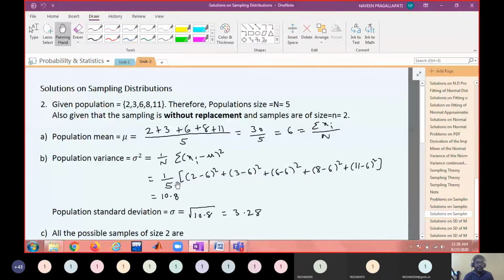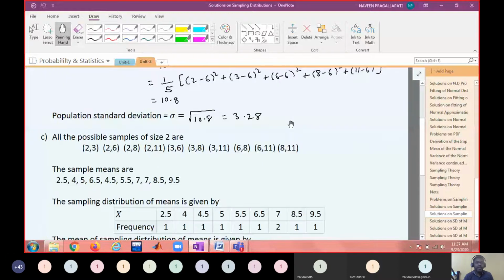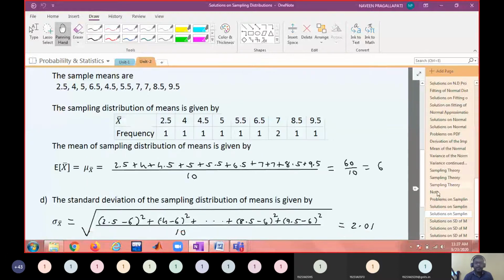So whether it is with replacement or without replacement, mean is going to be same, 68.